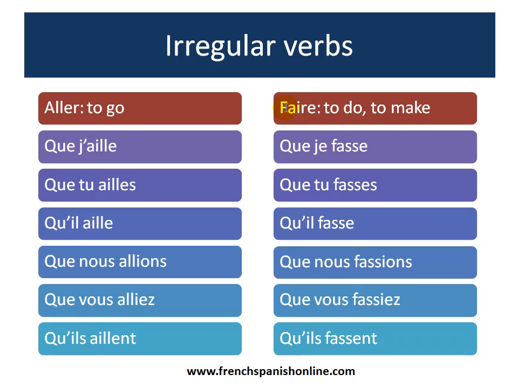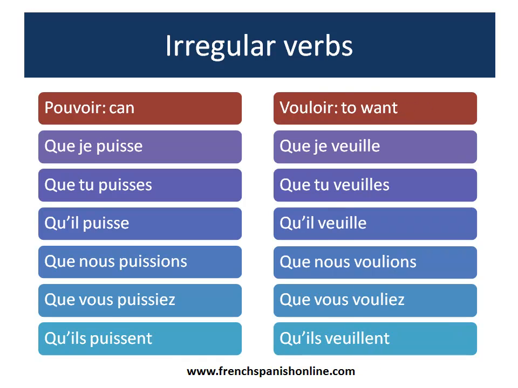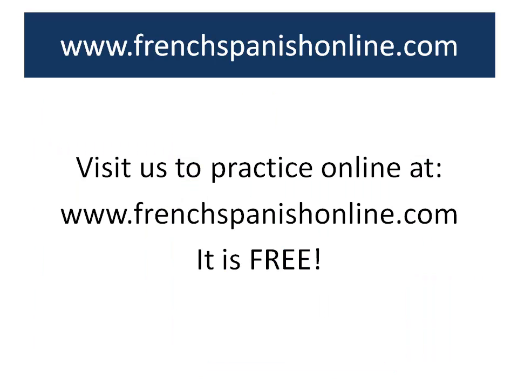The verb to do, to make, faire in French, que je fasse, que tu fasses, qu'il fasse, que nous fassions, que vous fassiez, qu'ils fassent. The verb can, pouvoir, que je puisse, que tu puisses, qu'il puisse, que nous puissions, que vous puissiez, qu'ils puissent. And the verb to want, vouloir, que je veuille, que tu veuilles, qu'il veuille, que nous voulions, que vous vouliez, qu'ils veuillent.